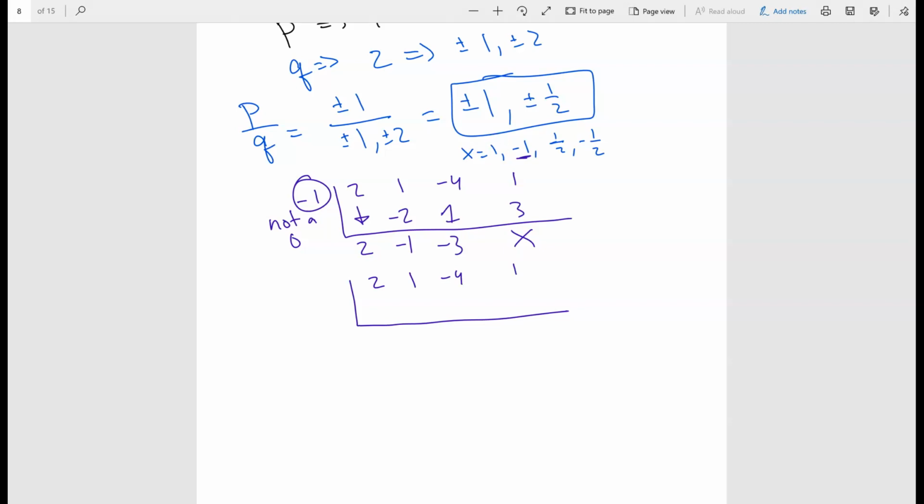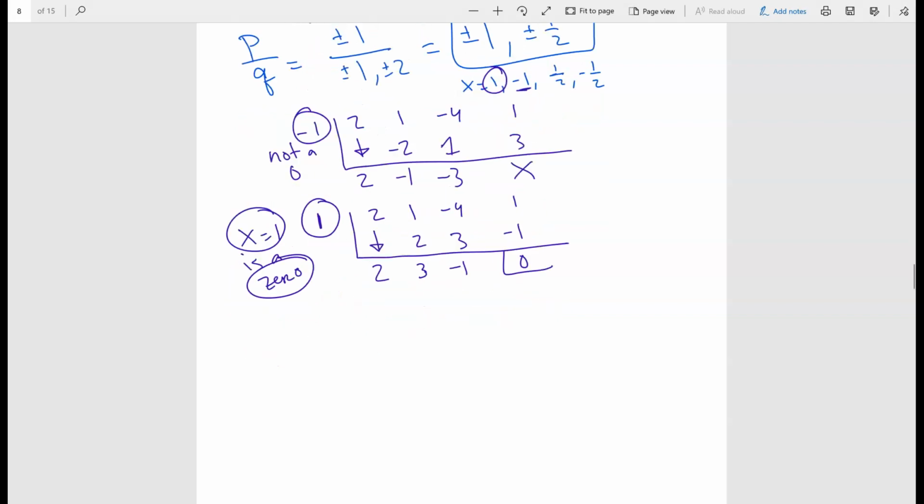So let's choose 1 in this case. You could have chosen 1/2 as well. Okay, so let's choose 1. So I'm going to go down, put in the 2. So you got a 2. This is going to give me 3. That's going to give me a 3. It's going to give me a negative 1, negative 1, 0. Yes, that is the answer. So this guy, x equals 1, is a 0.